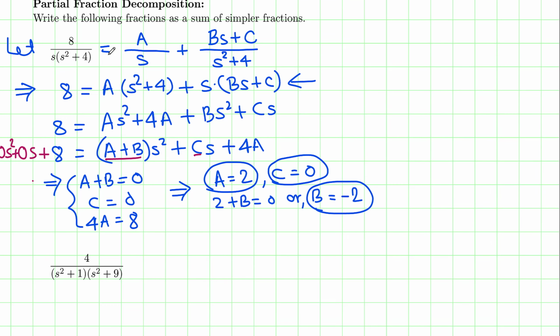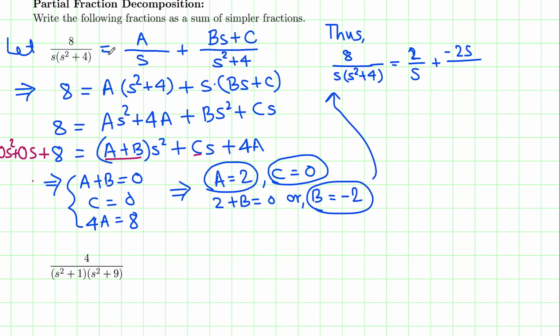Okay. So let me get the eraser here. So thus, let me write over here. After this one, this fraction 8 over s times s squared plus 4 equals a over s, a is 2, plus bs, c is 0, so negative 2s over s squared plus 4. Now we can take the inverse Laplace.